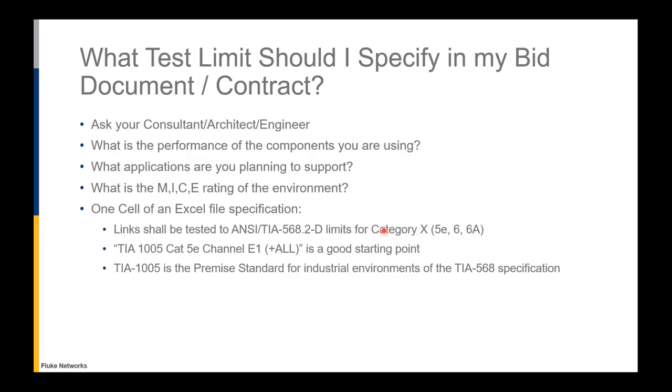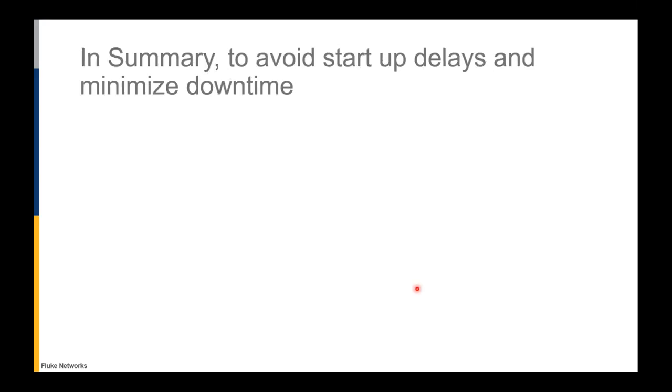The specific test limit, the category 5E, E1 plus all limit, is a good starting point. We can go up from there. We can go up to category 6. We can go up to an E2 environment as needed. Remember, this is coming from the 1005, which is part of the 568 specification.